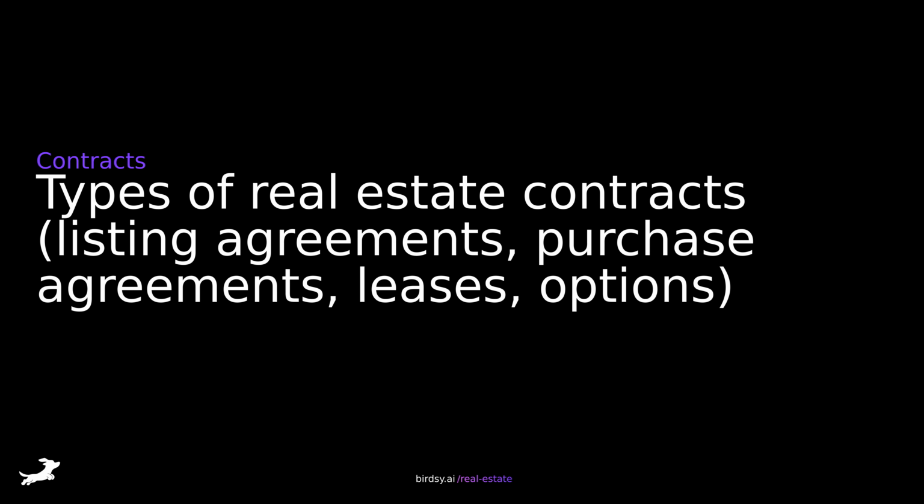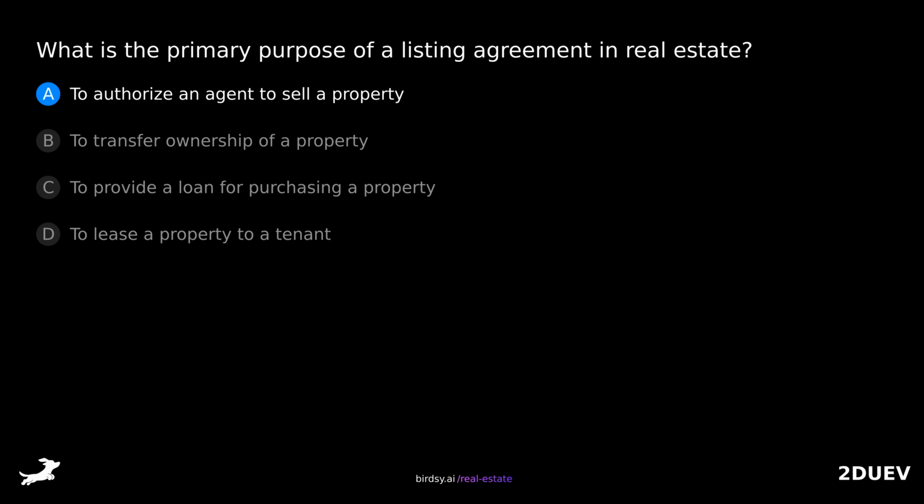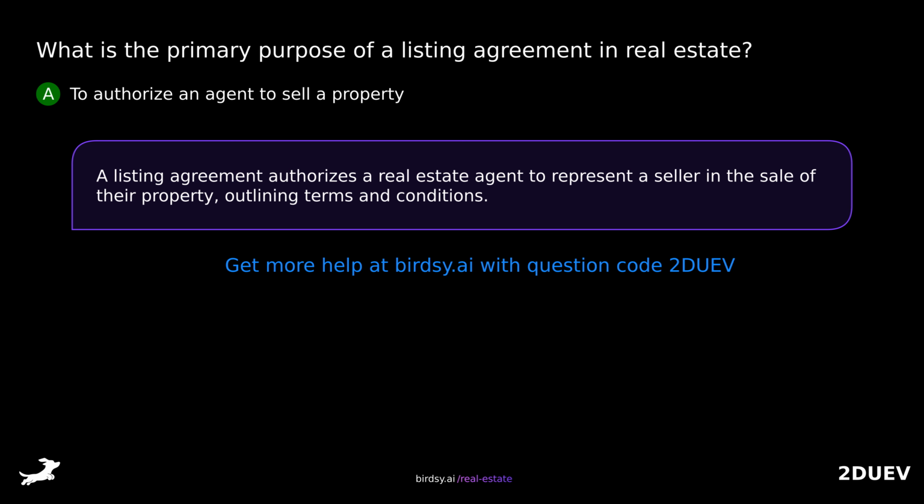Types of real estate contracts: listing agreements, purchase agreements, leases, options. What is the primary purpose of a listing agreement in real estate? Is it A, to authorize an agent to sell a property, B, to transfer ownership of a property, C, to provide a loan for purchasing a property, or D, to lease a property to a tenant? The answer is A, to authorize an agent to sell a property. A listing agreement authorizes a real estate agent to represent a seller in the sale of their property, outlining terms and conditions.